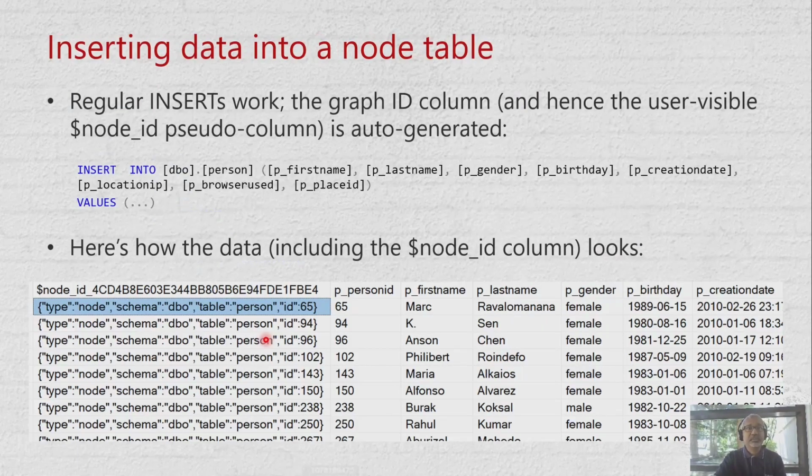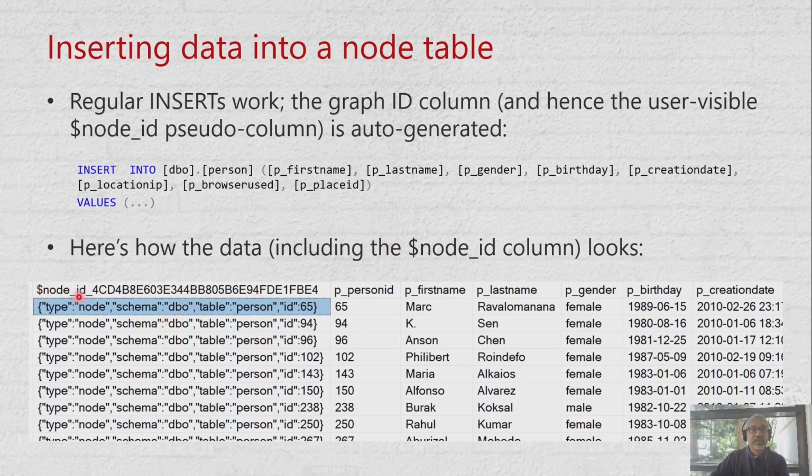So how do you work with these node tables? You start by creating the table as we saw earlier, and then you can just insert values into the node table as though it were any other table. So here is an example. You just insert values into a person table, and then when you select that data back, here's what it looks like.